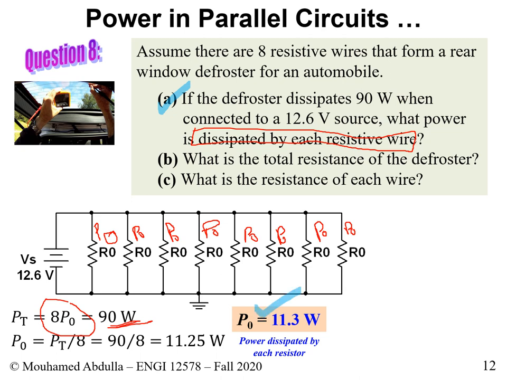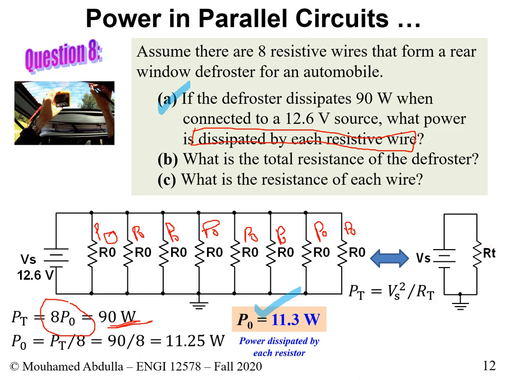Next question. We are told, B, what is the total resistance of the defroster? So this is R0, and we have 8 of them. What is the total resistance? We can certainly find the equivalent circuit. The equivalent circuit will be like this: we have a source of 12.6 volts, and instead of having 8 parallel resistors, we replace it with simply an equivalent circuit with just RT, R total. We could find RT, and we'll do that on the next slide.